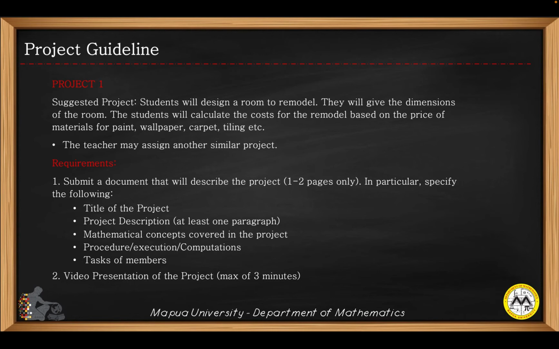And then for the requirements, the group should submit a documentation that will describe the project, maybe 1 to 2 pages. In particular, it should include the following: title of the project, project description, mathematical concepts covered in the project, procedure, execution, computations, and the task of the members. And then they will be asked to create a video presentation of their project, maximum of 3 minutes.